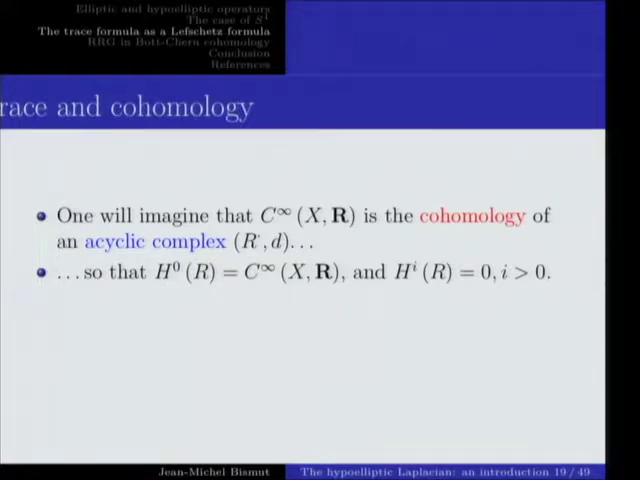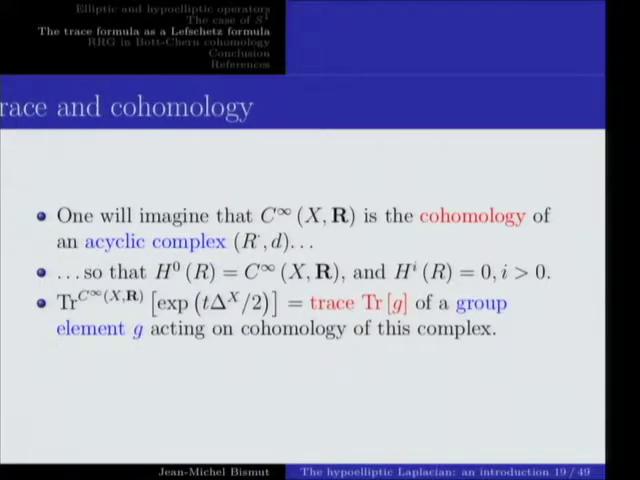What this means is that the smooth functions are just the H0 of this complex, and the higher cohomology vanishes. So the problem of computing the trace of the heat kernel on the smooth functions becomes the computation of the trace of the group element g on the cohomology of a complex. It requires a new dignity, in some sense. It becomes sort of cocky.